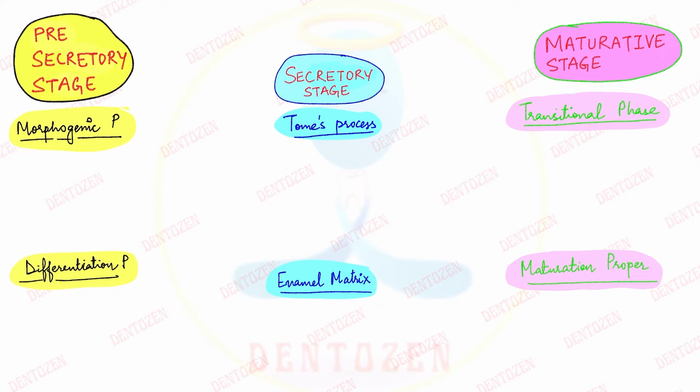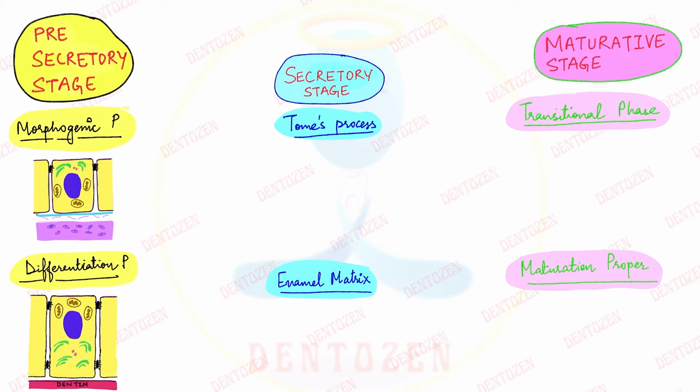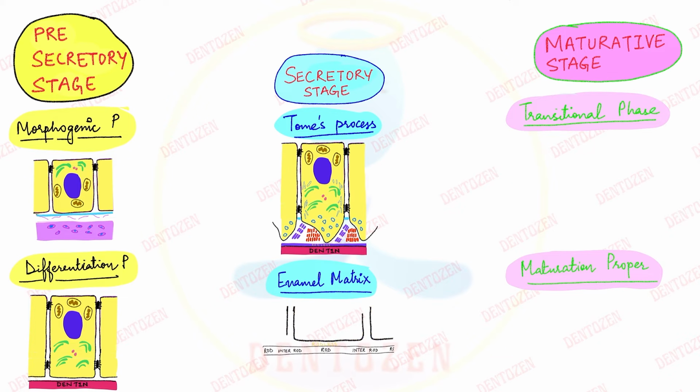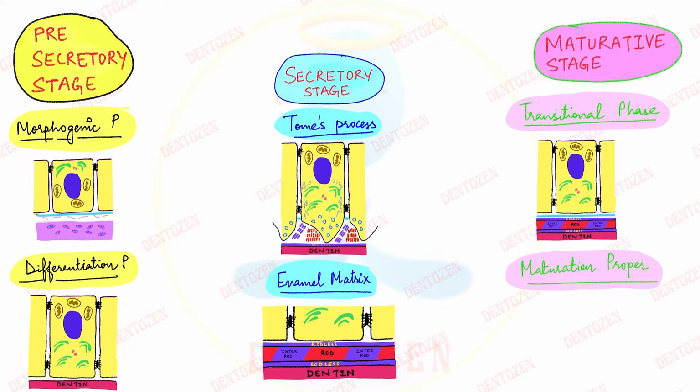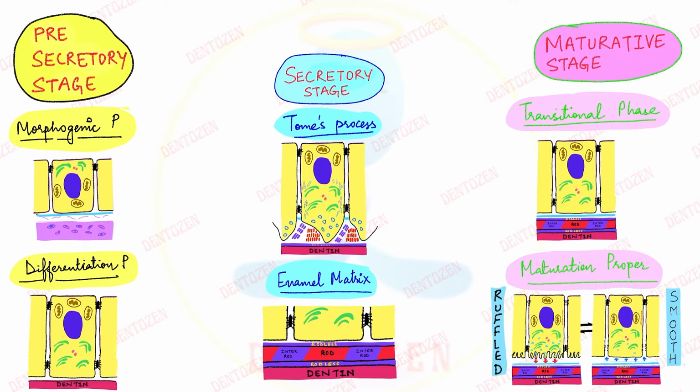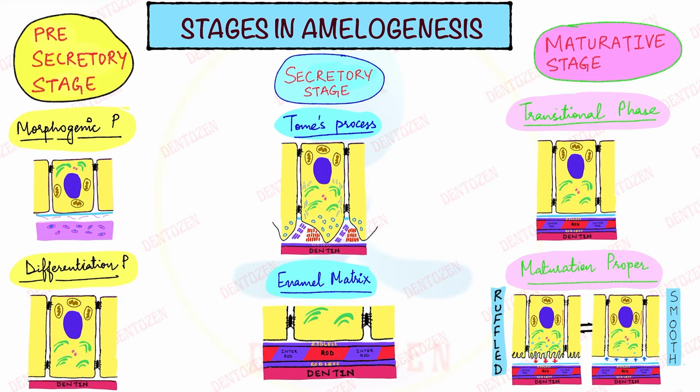Now we come to the summary. We are summarizing the stages. First is the pre-secretory stage. It has two parts: morphogenic phase and differentiation phase. Secretory stage: development of Tomes' process and formation of enamel matrix. Maturative stage: brief transitional phase and final mineralization, full mineralization, maturation proper. So those are the stages in amelogenesis.